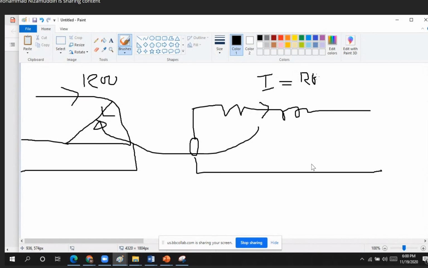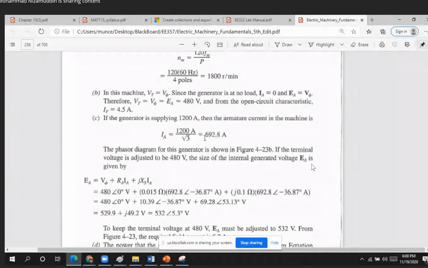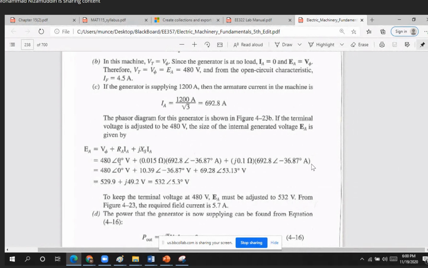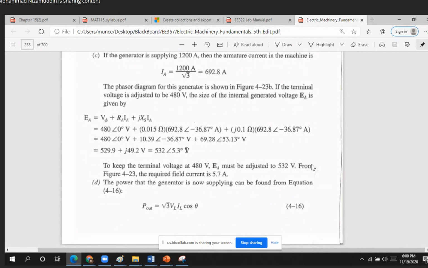And then you can start your work. You need to be a little bit careful that when you divide by square root of 3 for your single phase equivalent circuit, here in this case you need to work with current. This is the phase current. Now if you have the phase current, you know how to find E_A using this formula, and the power factor is still lagging, 36.87 degrees, and ultimately E is 532. Go back to the chart, OCC, and directly you can get the field current.